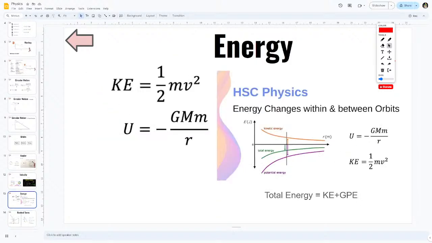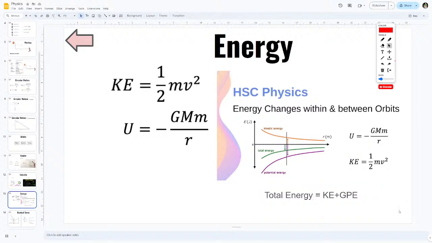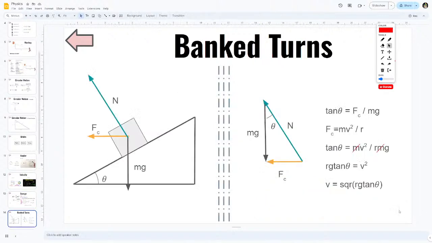Yeah, because that relates back to the escape velocity, because you want the total energy to equal 0. And I need to click off that. Bank turns, that's how you derive it.